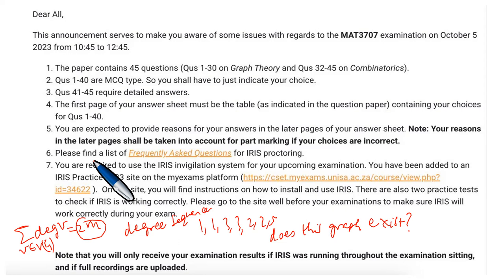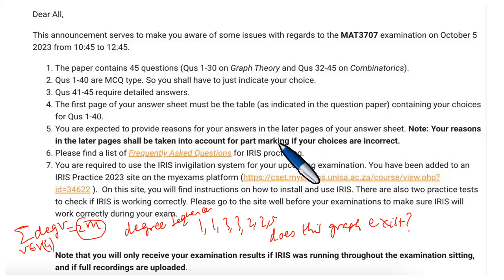For point five, if I give the right multiple choice answer but the wrong reason, how will they mark that? Oh, that's a good question. So you probably get full marks. Yeah, because the reasons themselves constitute part marking. In other words, if the choices are wrong, they will have to look at the reasons to leverage on your contributions based on the reasons you stated. But if your choice is correct and your reason is wrong, surely that's full marks, because those part marks will not quite apply. Your reasons in the later pages shall be taken into account for part marking if your choices are incorrect.